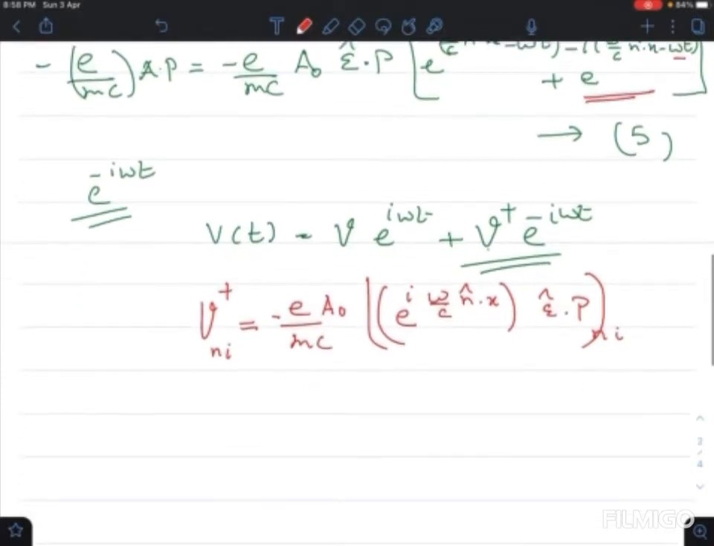And now we can just replicate what we have learned again. That is the transition probability W_i→n is nothing but, so I have told earlier, this you have to learn from what we have done before, so that you can write it directly. 2π/ħ e²/m²c².